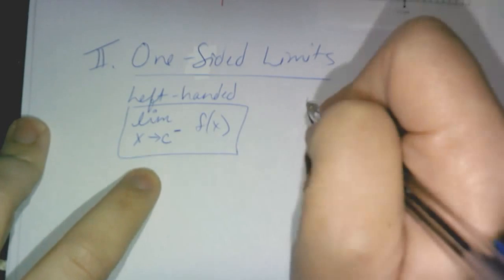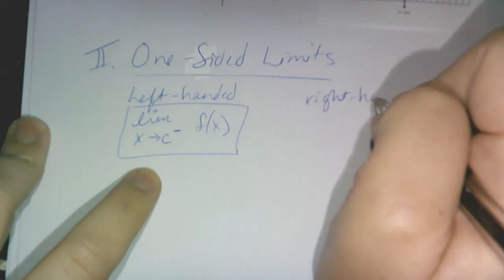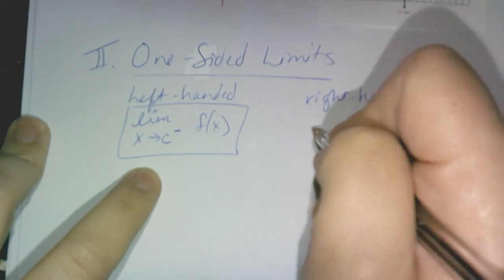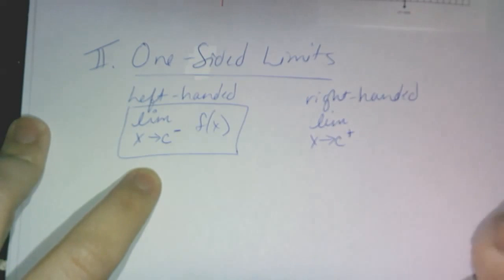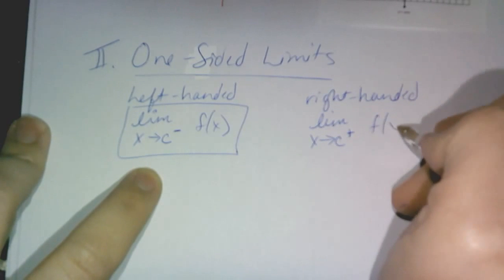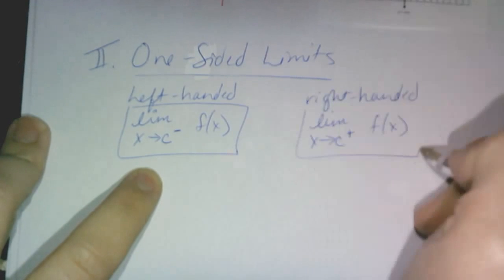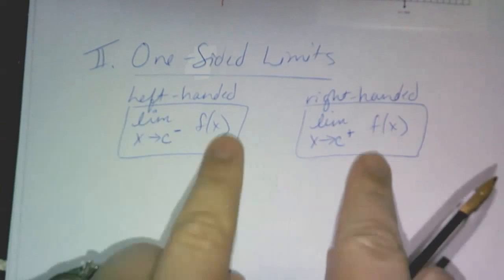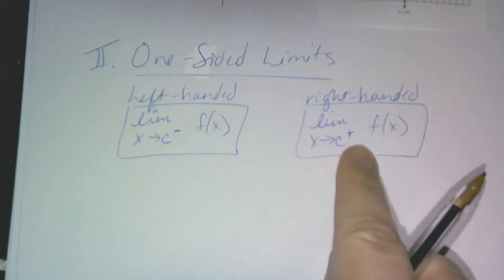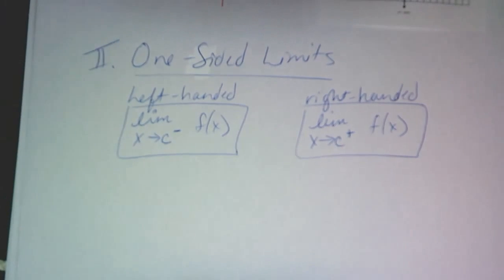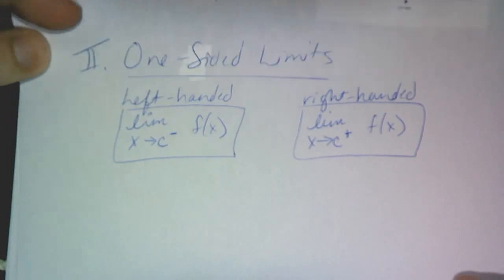A right-handed limit would be the limit as x approaches c, and then they would put a plus sign. That is a right-handed limit. This does not mean signs, by the way. It does not mean a negative and a positive. It just means from the right and from the left, and I'll talk about what that means in a minute. Those are called one-sided limits.